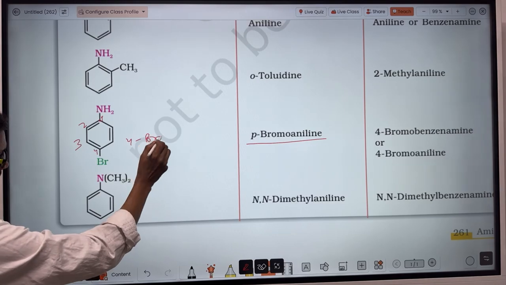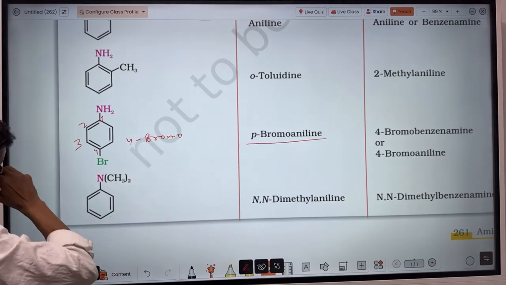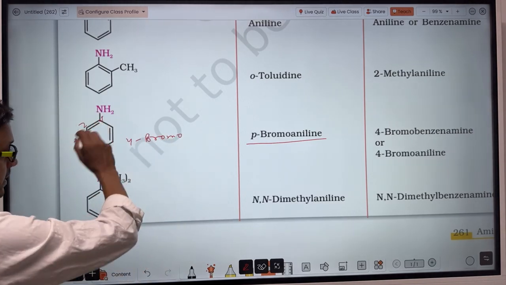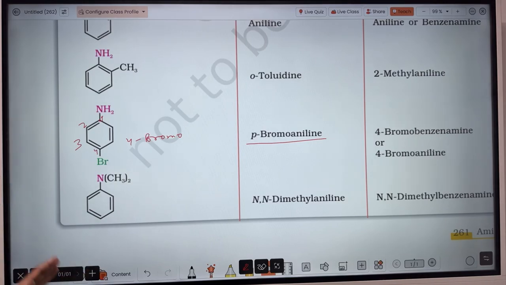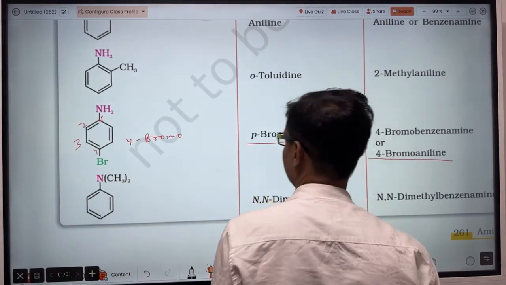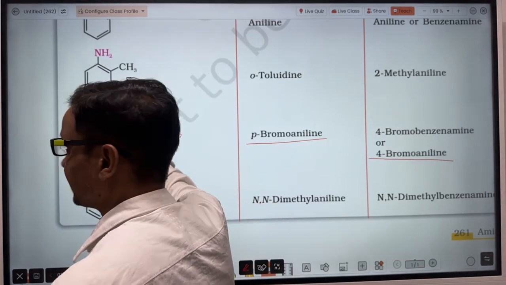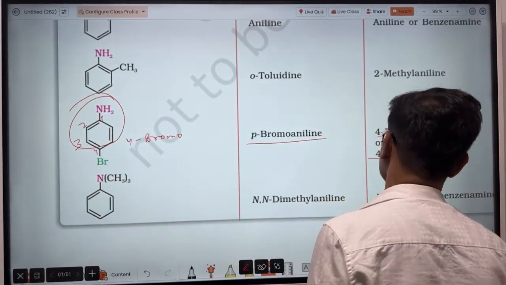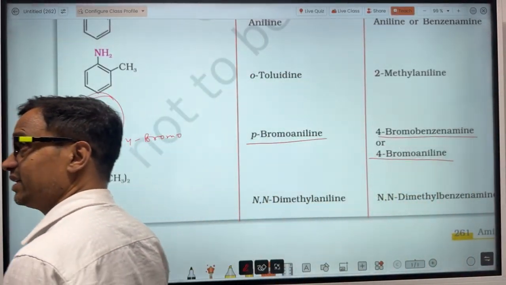So that's why 4 bromo, and aniline it is. So 4 bromo benzenamine or 4 bromo aniline. 4 bromo aniline, or that's also called benzenamine here. So that's why 4 bromo benzenamine. Okay.